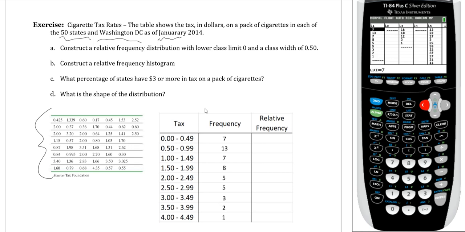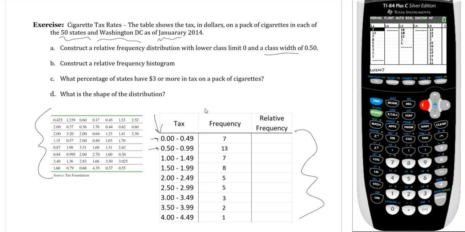Construct a relative frequency distribution with a lower class limit of 0 and a class width of 0.5. That is what is presented here. In this case, a relative frequency distribution is already presented to you. The classes are here in the tax section. You see the first class goes from 0 to 0.49. The next one starts at 0.5 up to 0.99.